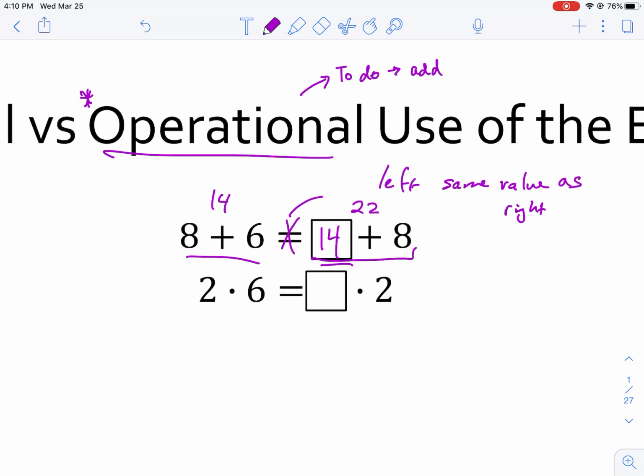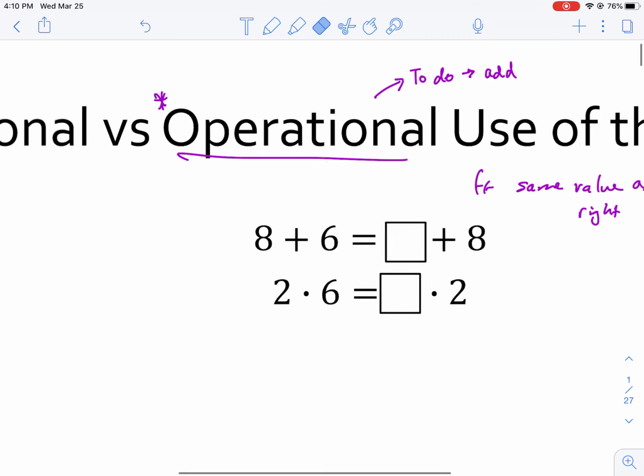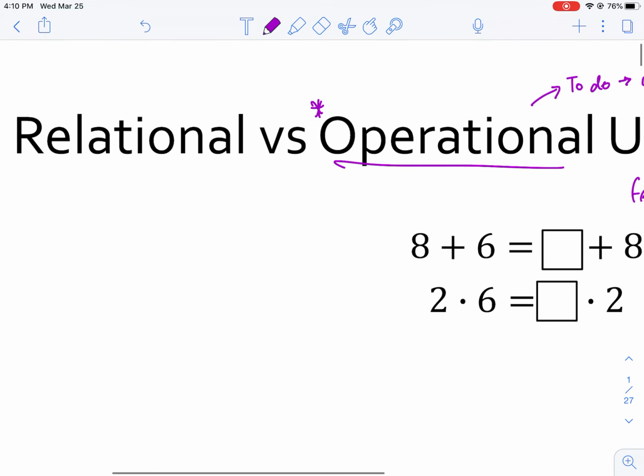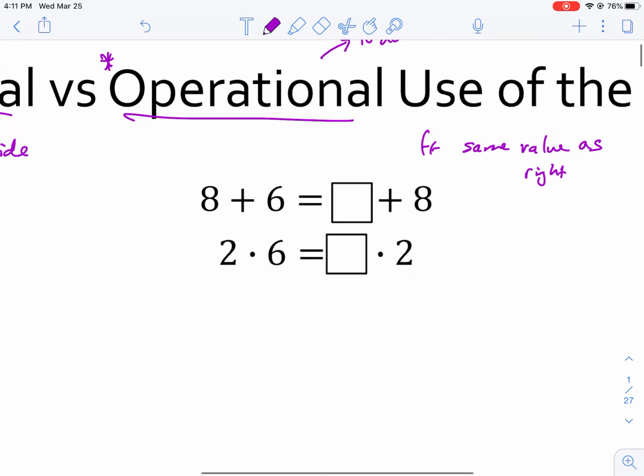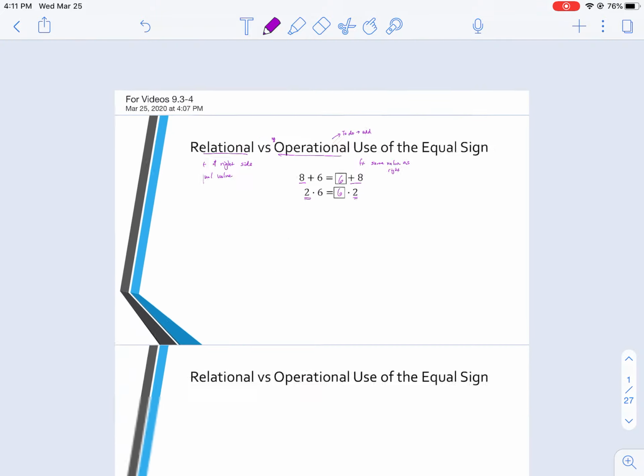In the next problem, someone with an operational sense would write 12 in here. And again, that's not accurate as well. And so what we need to be thinking about is this in a relational sense, that the relation between the left and the right side, that they have the equal value. And if that's the case, we can look at this and we can look at the structure, and we can see we have 8 here and here, so this needs to be 6. And similarly, we have times 2 and times 2, so this must be 6 as well.